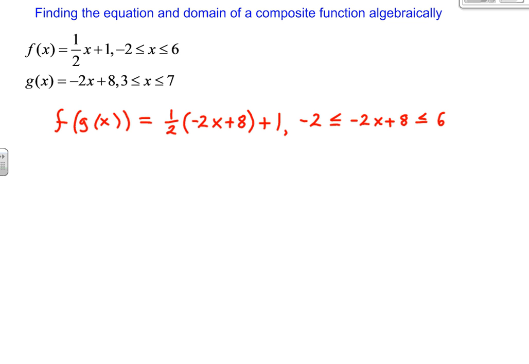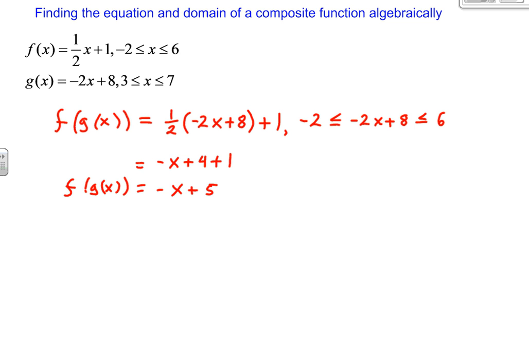I'm going to do some simplifying now. So the equation's pretty easy. I distribute the 1/2. I get negative x plus 4 plus 1 equals negative x plus 5. So that's the equation part of f of g of x. That's great. Got that. Was pretty easy. And now I'm going to do the inequality part.